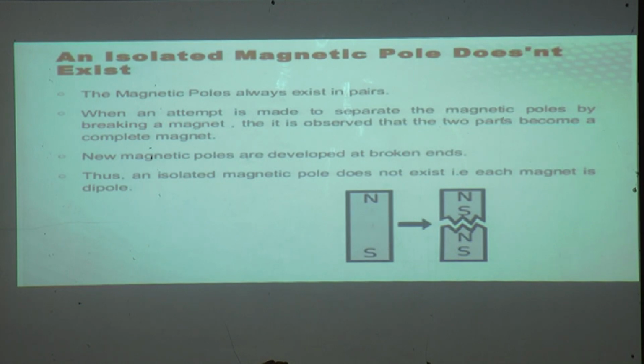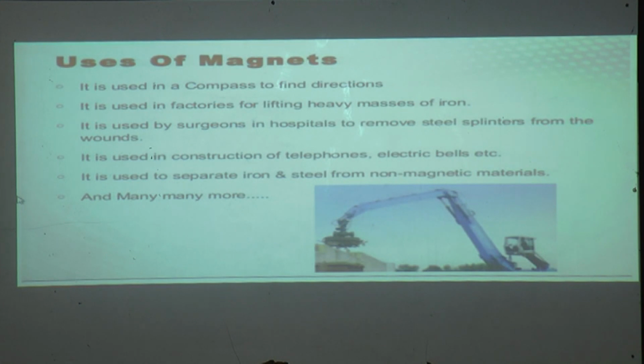Now, an isolated magnetic pole doesn't exist. I told you what it is: when we break a magnet into two parts, it will again show north and south poles. So we will not read this slide.